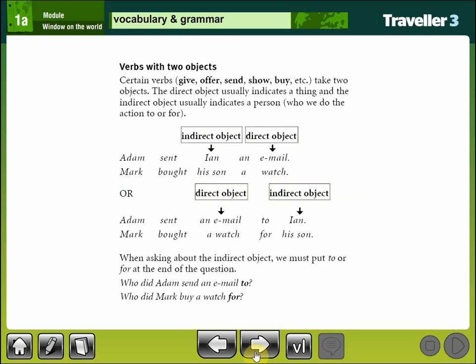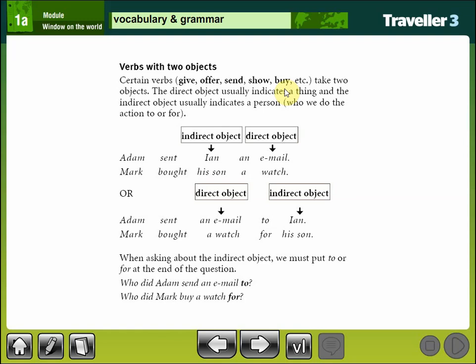Okay, let's move on. Here the book wants to give us a hint, or let's say an introduction, to the notion of having 2 objects. Some verbs like give, offer, send, show, buy, and more sometimes carry more than one object in the sentence.